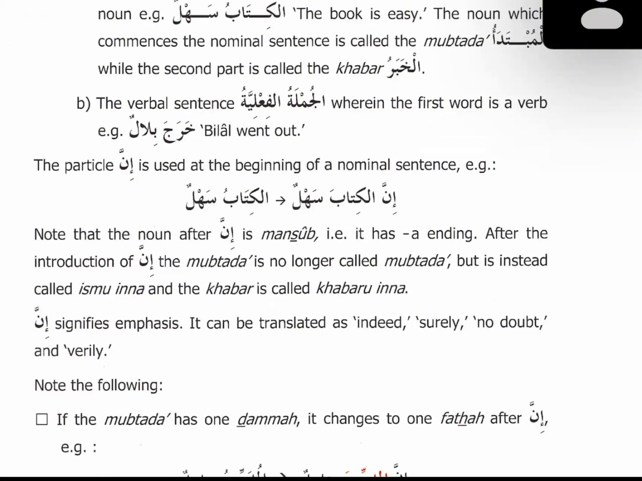It has an ending. After the introduction of inna, the mubtada is no longer called mubtada, but is instead called ismu inna, and the khabar is called khabru inna. Inna signifies emphasis. It can be translated as indeed, surely, no doubt, verily. And sometimes it can also be absolutely.